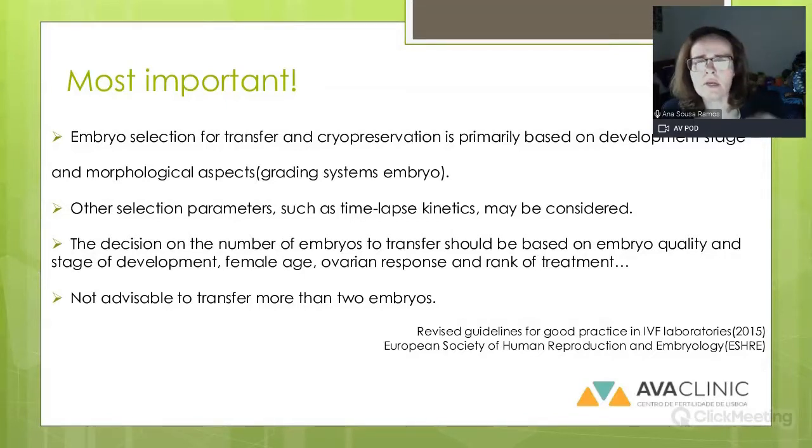But the main reason is that the decision depends on the number of embryos that you have, based on the quality, the grading, and the stage of development, the female age, the ovarian response, a lot of these factors, okay? Sometimes it's not only saying that the embryo is grading 3-1-1, okay? You have to see all the treatment.